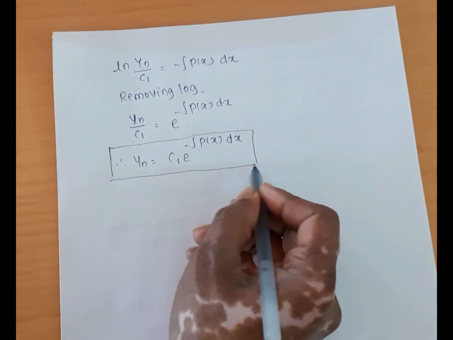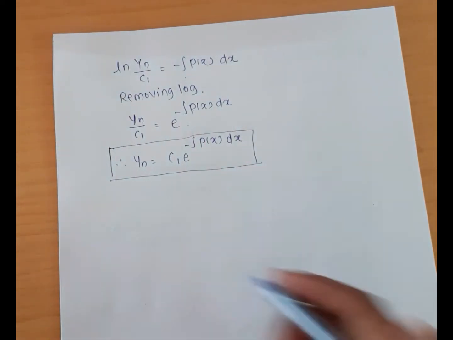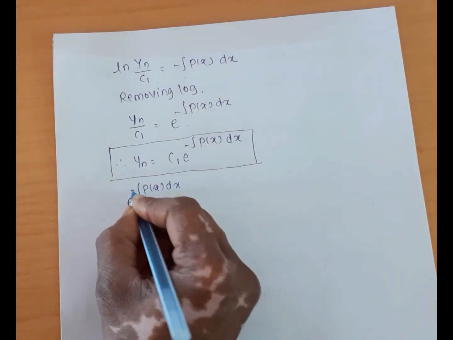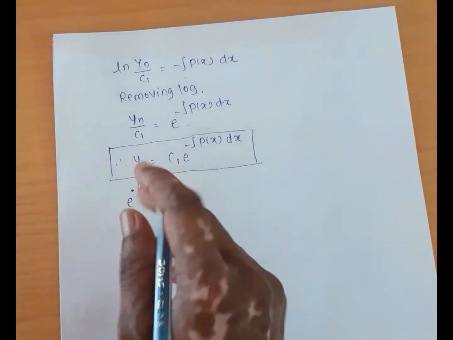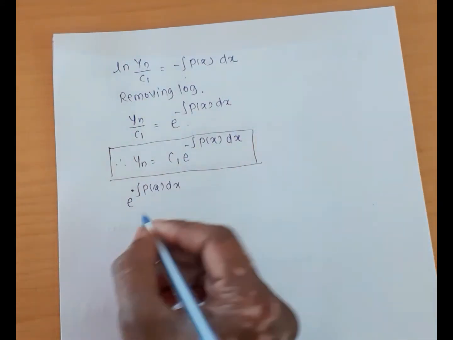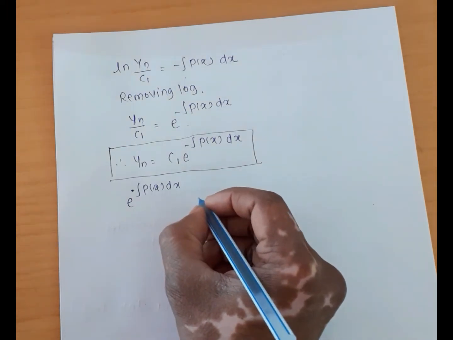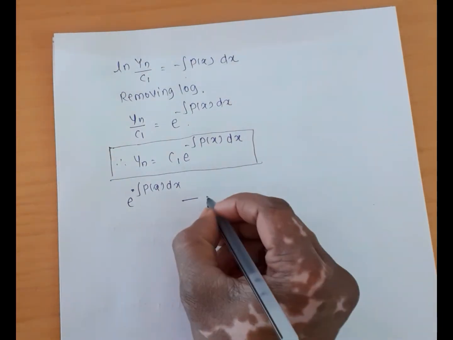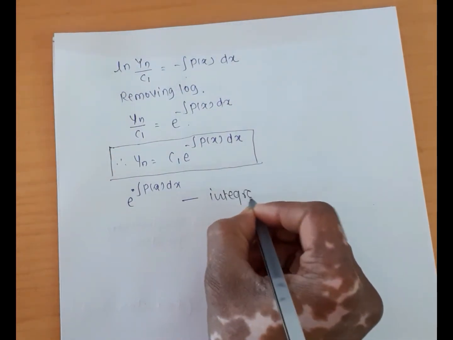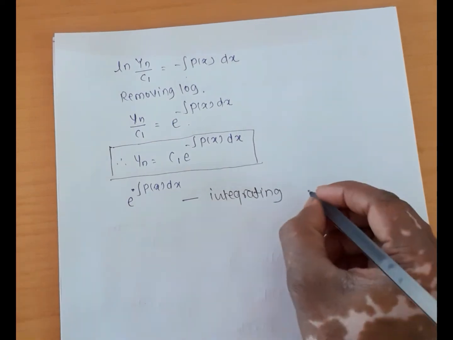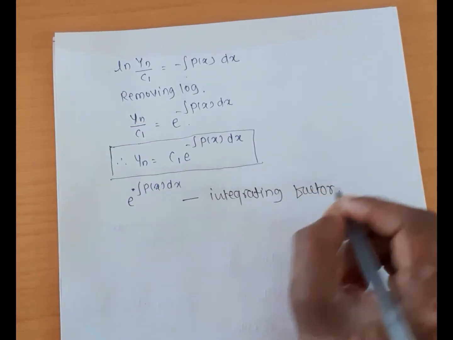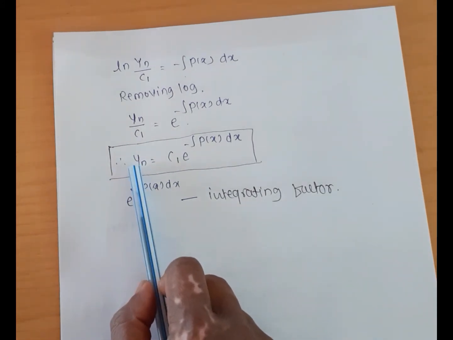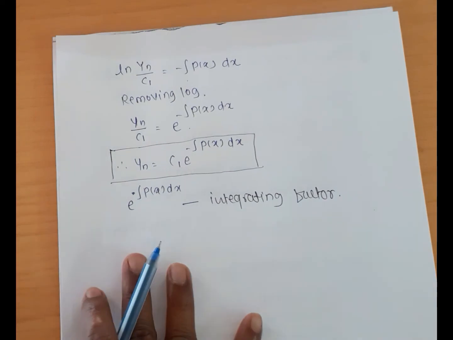And now this e raised to term will be written as e raised to minus integral of p of x dx, or e raised to integral of p of x dx. Simply e raised to, there is a minus sign because of how we arranged these equations. So e raised to integral of p of x dx is called an integrating factor. This factor is called the integrating factor. So now this is the complementary function, or complementary solution, of the given first order differential equation.